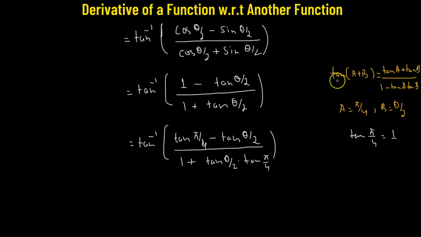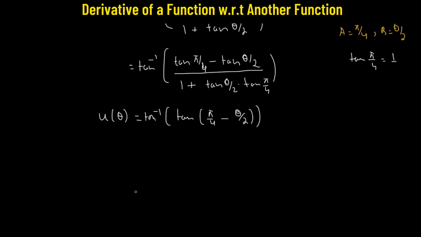That means we can apply this particular property, and this will now be tangent inverse of tangent of pi over 4 minus theta over 2. So this is u as a function of theta. So u of theta equals tangent inverse of tangent of pi over 4 minus theta over 2, which simply reduces to pi over 4 minus half of theta.